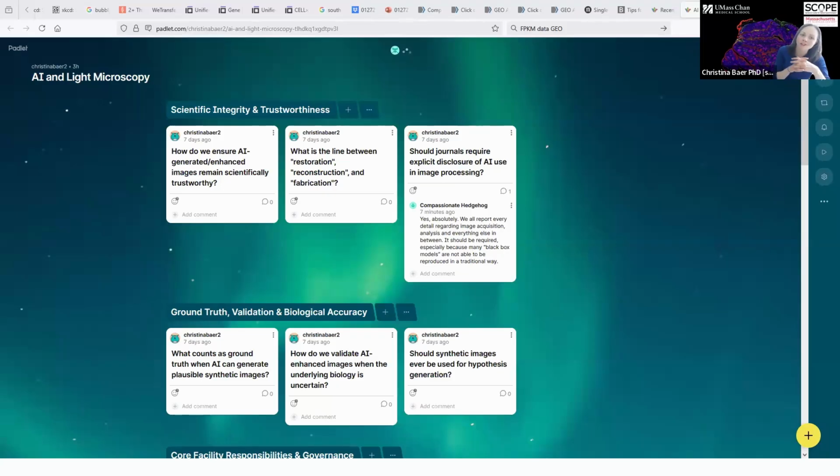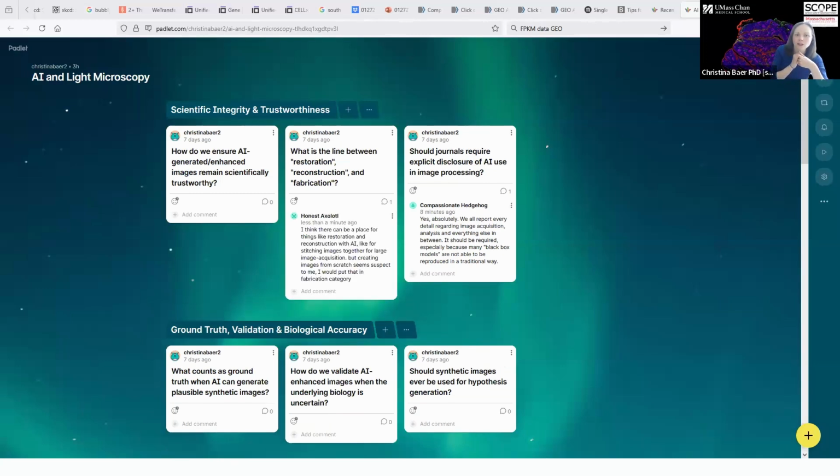So it becomes a question too, it kind of tails into what are our responsibilities as core leaders and imaging professionals in terms of education about these tools? How does this change what we need to teach, both when we're sitting next to somebody at the microscope, but also when it comes to data and data handling?